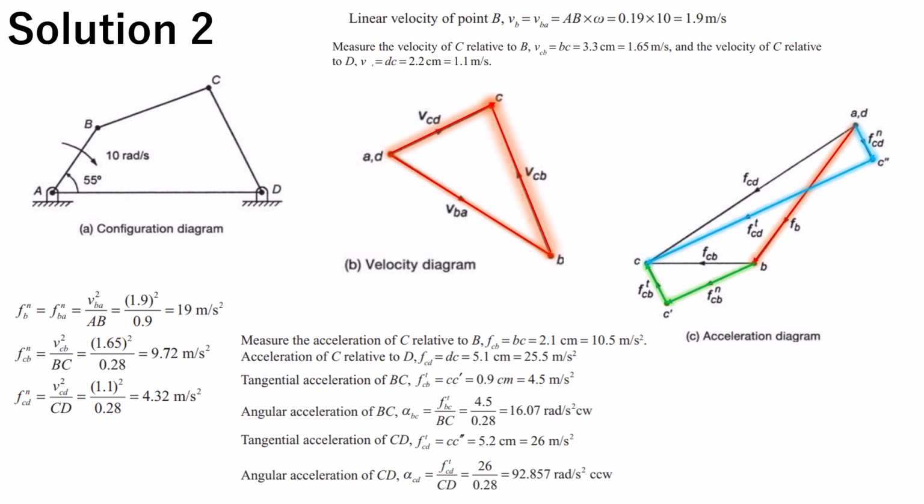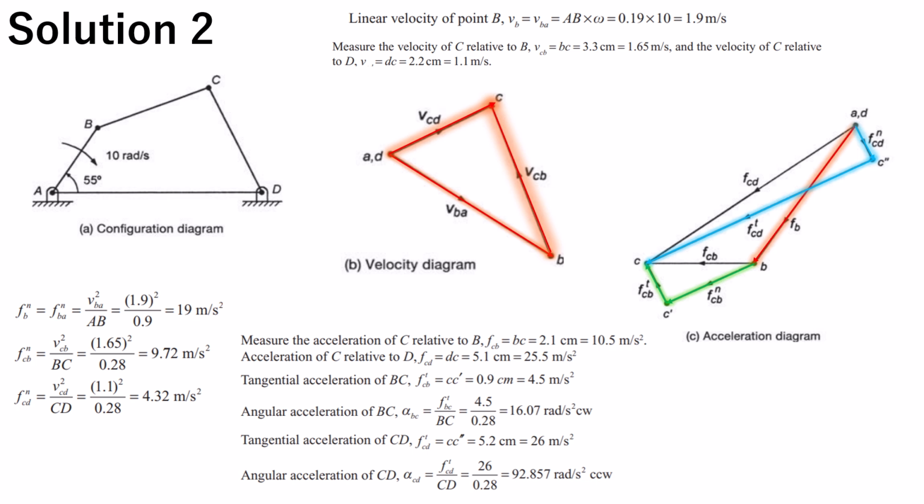So we measure the acceleration of C relative to B, and we get a value of 10.5 meters per second squared. Also, the acceleration of C with respect to D, we measure it and we get 25.5 meters per second squared. We know now the tangential acceleration of C with respect to B is 4.5 meters per second squared. We had the direction, but did not have the magnitude. From there, we can calculate the angular acceleration of BC, which is given by the tangential acceleration of C with respect to B over the link length BC. And we get a value of 16.07 radians per second squared.